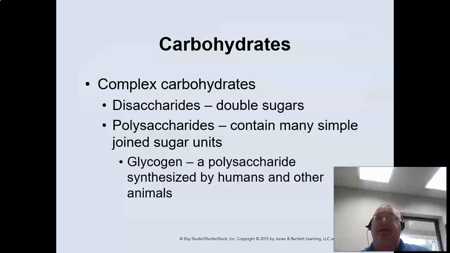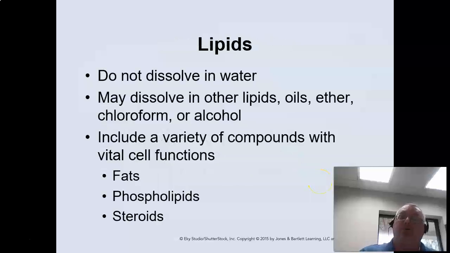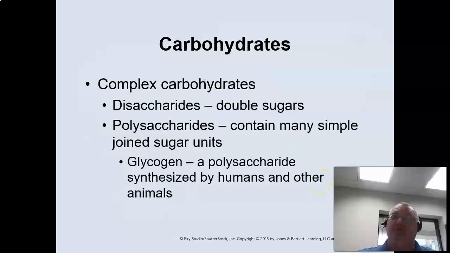Polysaccharides contain many sugar units, and a lot of the glycogen that we have in our bodies is a polysaccharide, okay? We synthesize it and store it for later use. We use glucagon to break that down in order to return those stores of glycogen back into sugars so that we can use it as fuel.